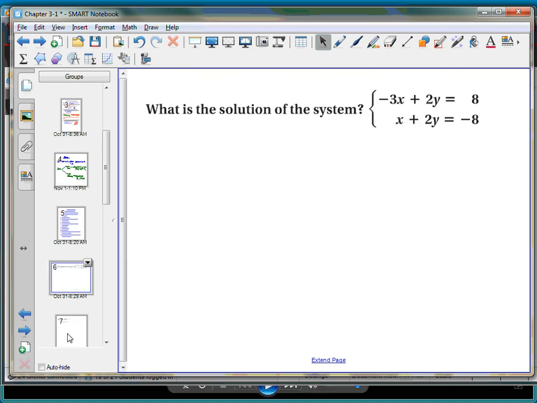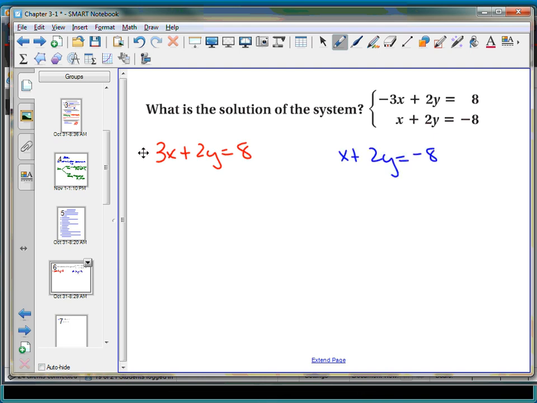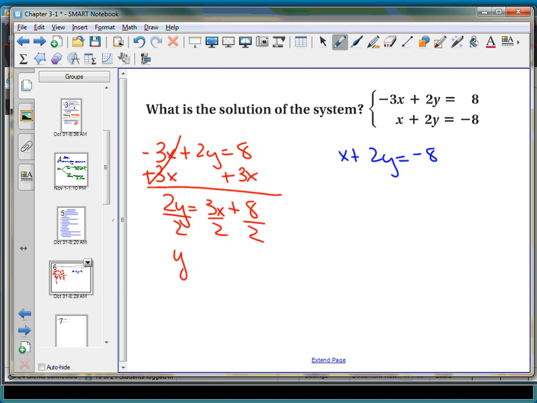Step one, what do I do? Solve for y. So I have two equations. Negative 3x plus 2y is equal to 8. And I have x plus 2y is equal to negative 8. I have to solve this thing for y. How do I go about doing that? I'm going to add 3x to both sides. And I have 2y is equal to 3x plus 8. Now what? Divide each and all terms by 2. Is everybody participating today? Yeah.